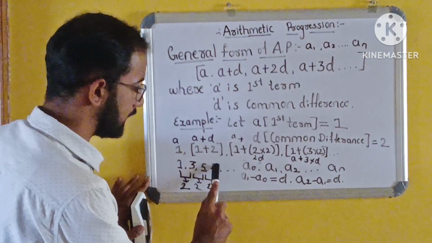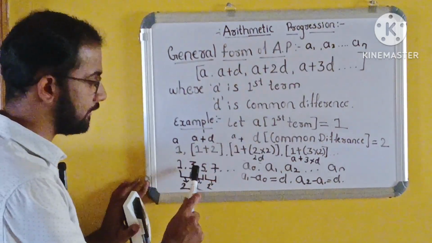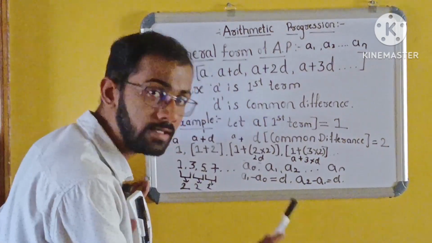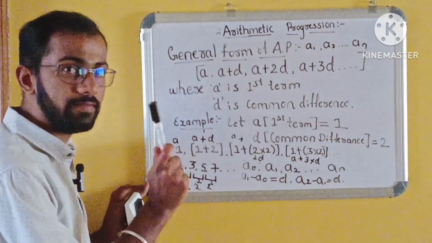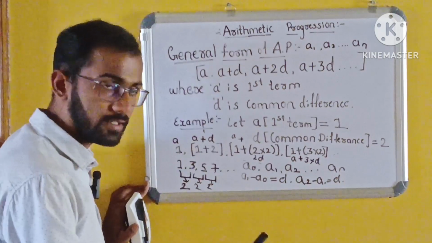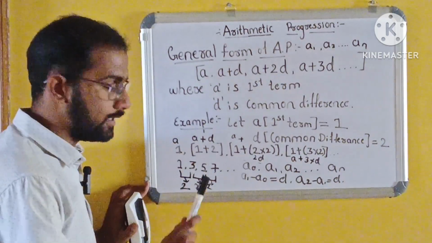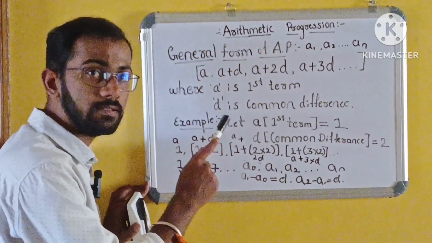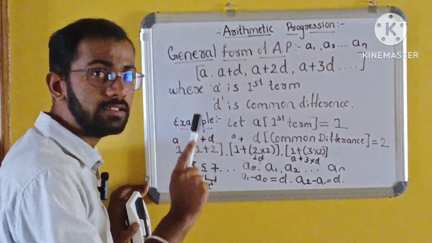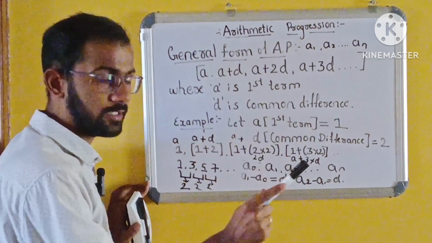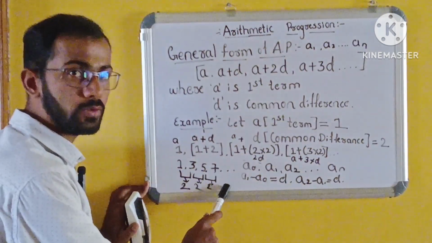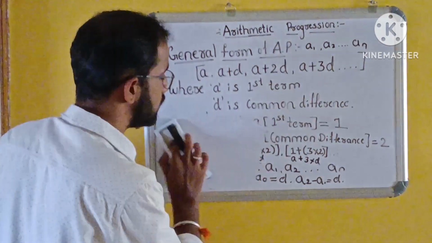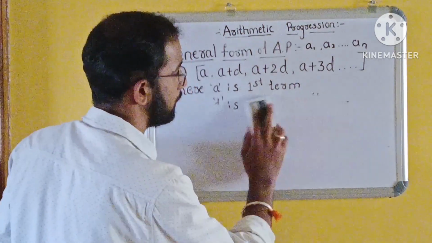Hence the given sequence 1, 3, 5, 7 is said to be an arithmetic progression. Why? The difference between two consecutive numbers is the same, or every term in this sequence is obtained by adding 2 to the previous term. Hence it is known as arithmetic progression. Let's solve one or two examples over here.